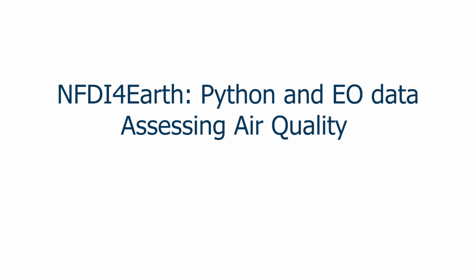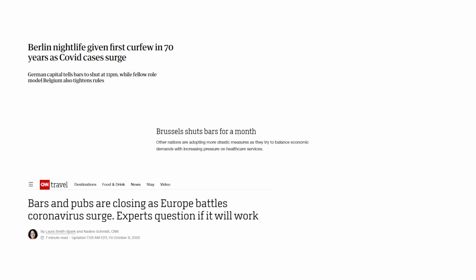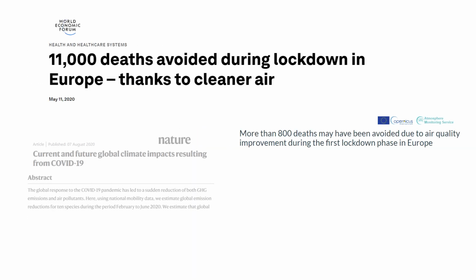Measuring air quality with Sentinel-5P in Google Earth Engine. COVID-19, and especially its lockdowns and curfews, led to many secondary effects. For example, many restaurants and bars were affected by mandatory closures. However, air quality was also affected tremendously due to multiple triggers.